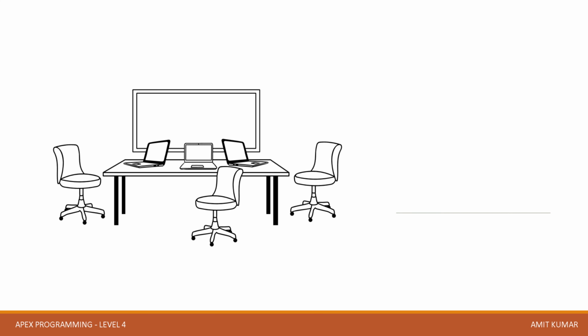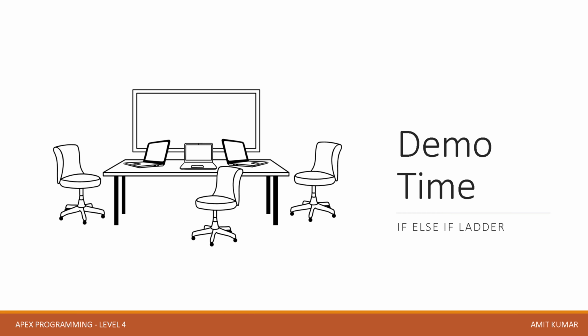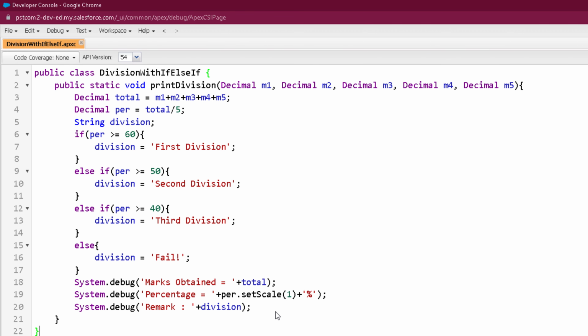So we have discussed if-else-if ladder, and now it's time to see the things practically. So guys, here we are on our developer console, and let's create the division program, and now this time with if-else-if ladder. So guys, here is our program, and just like the previous program, we are passing the marks of 5 different subjects as the parameters of the method. We are adding them up to get the total, getting the percentage over here, and created a division string variable.